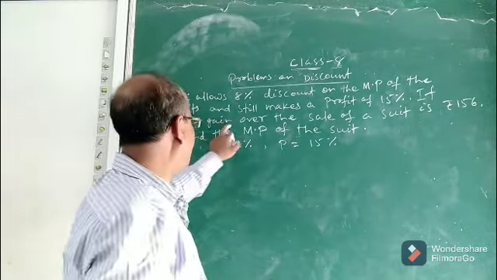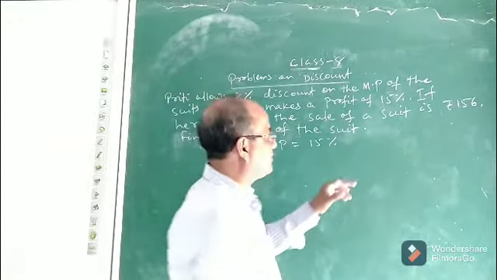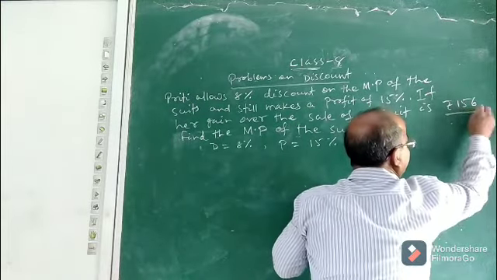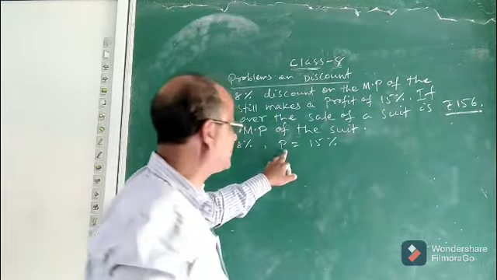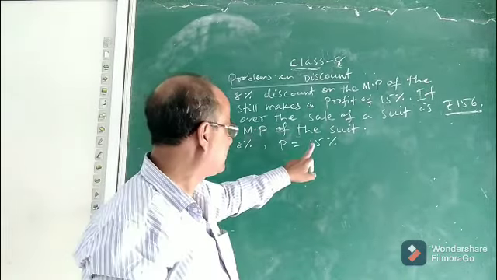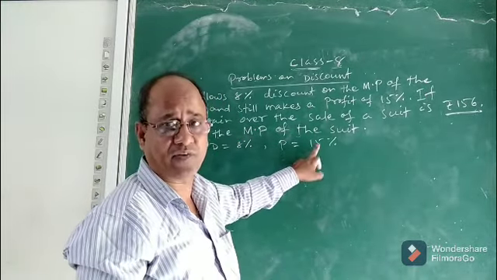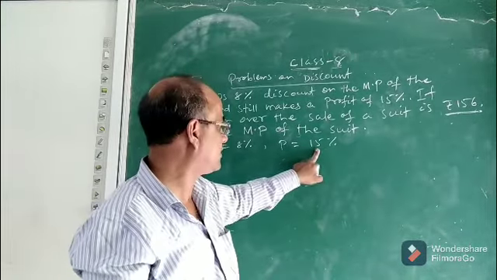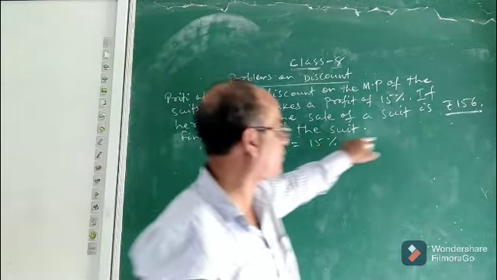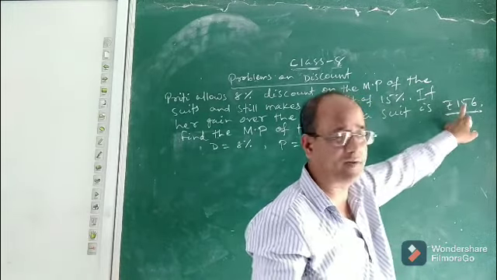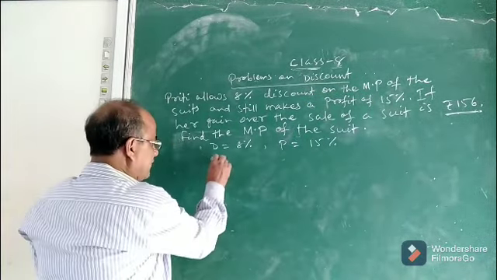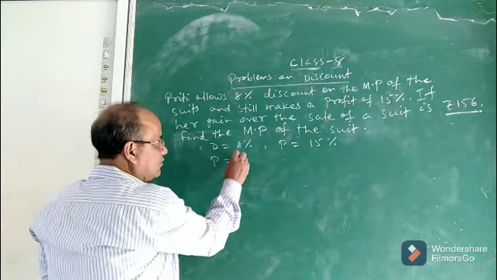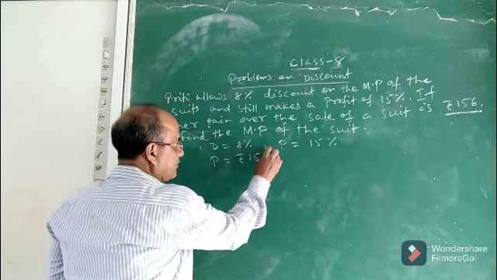Then, if her gain over the sale of a suit is 156, this is the gain. Gain means profit. The 15% is the profit percent on the sale of each suit, but it is not the profit amount. The profit amount is given as 156. So we are given the profit or gain equal to rupees 156.